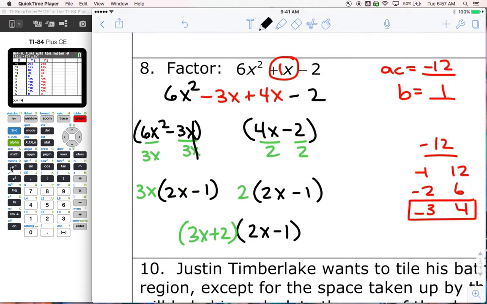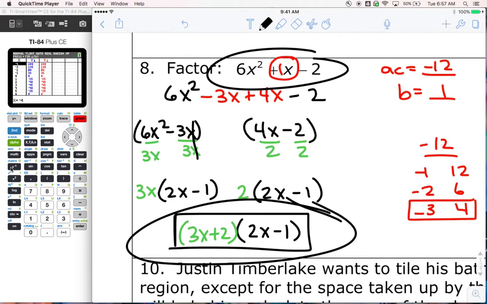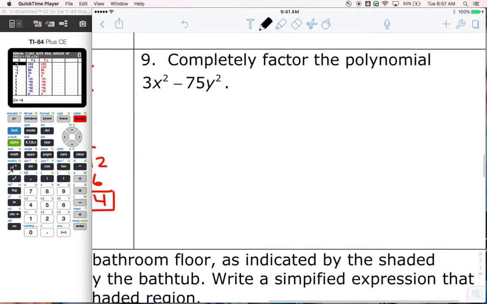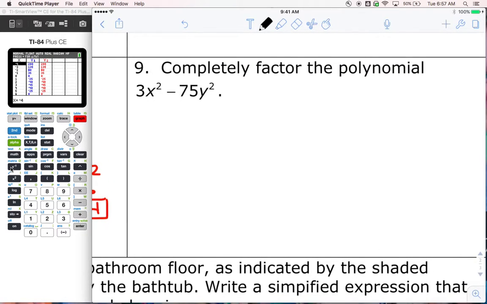Don't forget to check your answer in your calculator, right? You can put this in y1, this in y2. Make sure those tables line up. Okay, almost done here. Completely factor the polynomial.